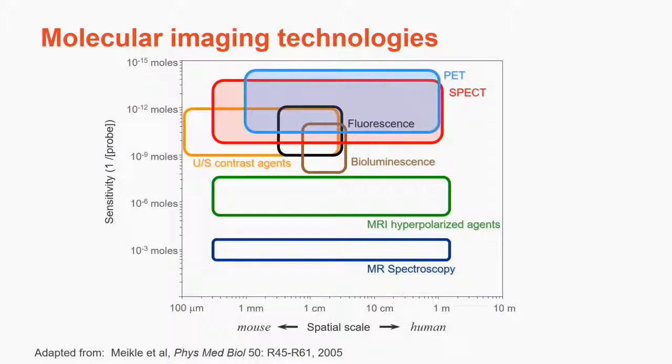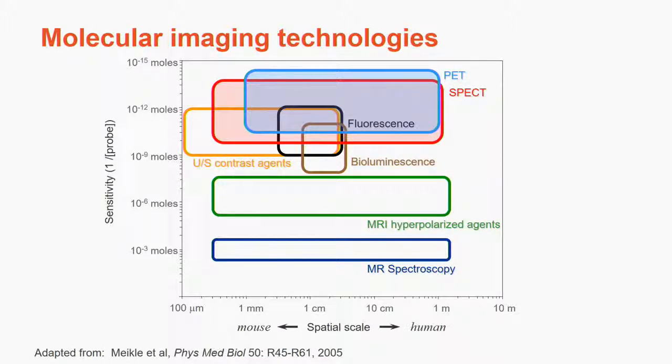This was a diagram that we published in a PMB topical review more than 10 years ago now. It shows a sensitivity and resolution map of all the molecular imaging modalities that were available at that time. What we're looking at here is the sensitivity for detecting probes in vivo on the y-axis, and what I call spatial scale on the horizontal axis.